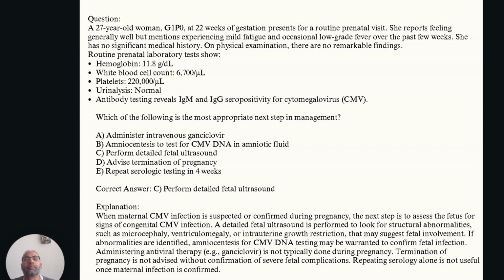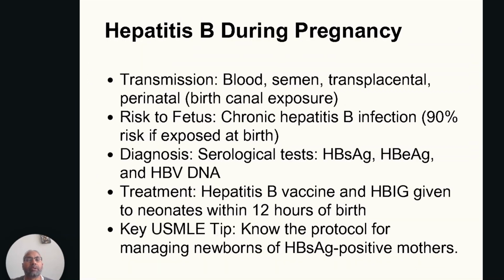And now, coming to our next infection during pregnancy, we have the hepatitis B infection that may occur even during pregnancy or before pregnancy if the mother is infected with hepatitis B. So in this case, what are we supposed to do? Firstly, the transmission of hepatitis B is through blood and also sexual intercourse through semen.